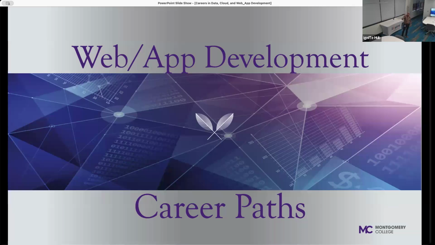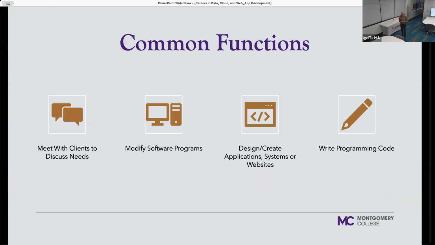And honestly, we can also add another one. We can do web, app, and game development, because they all operate pretty much the same, and the skill set is kind of similar. All right, so let's go with that. Common functions. It doesn't matter if you're doing a website, an application, or even a game, you need to meet with clients to discuss the needs. What are we trying to create here?